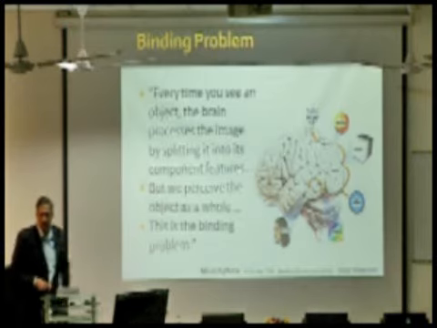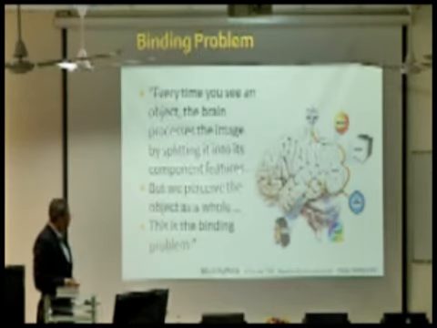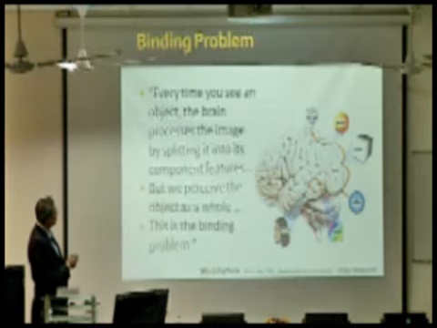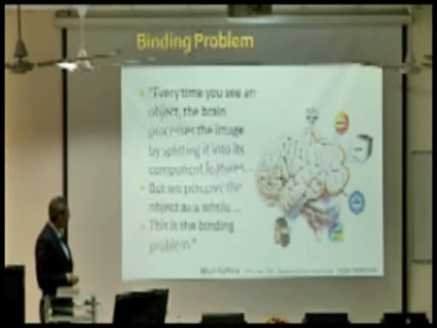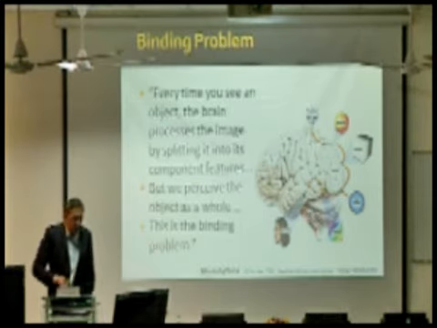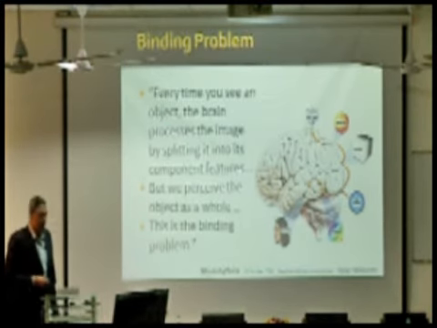So the question is, with so many different sensory cortices and so many different representations, how do we begin to see? The problem is what is called the binding problem. Every time you see an object, the brain processes the image by splitting it into different components. We saw at least two or three components, but every sense splits it up.